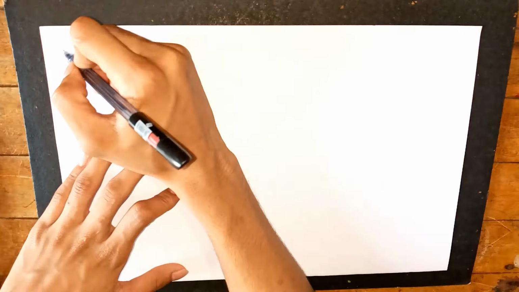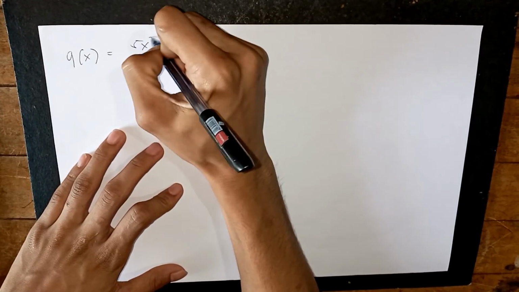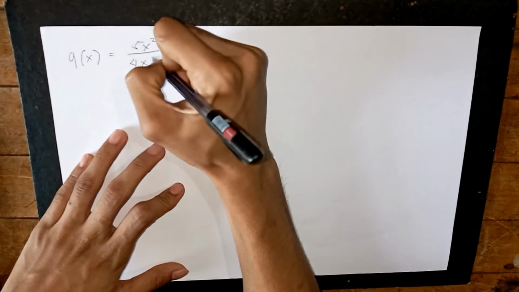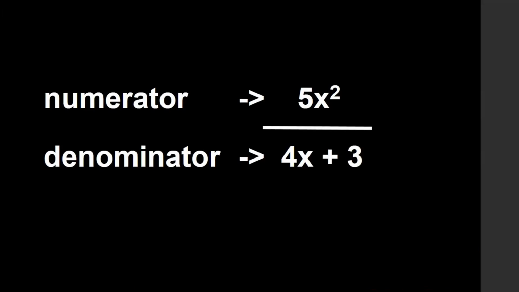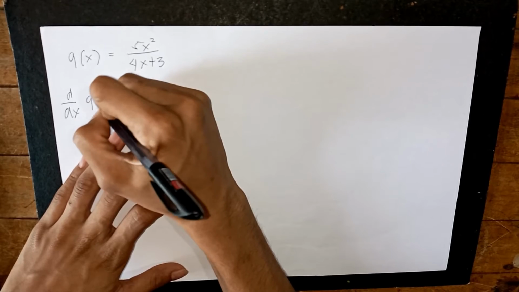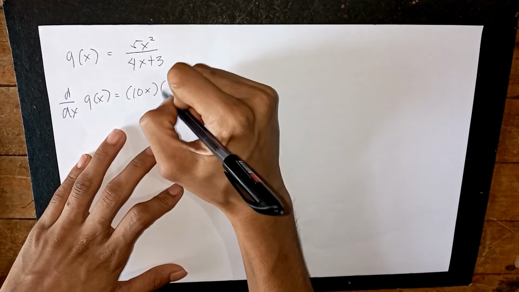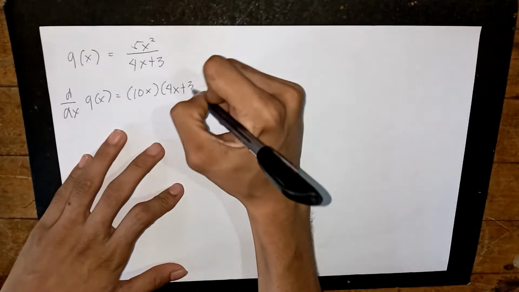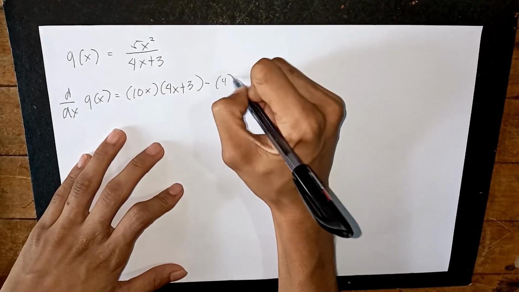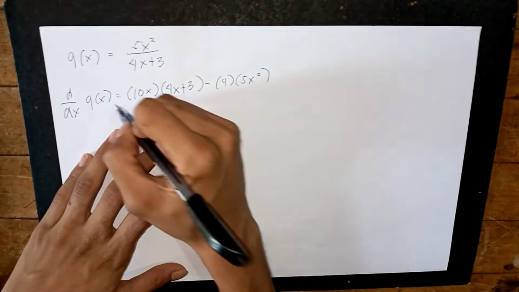in the denominator. For example, use the quotient rule to find the derivative of q of x equals 5x squared over 4x plus 3. The numerator is 5x squared and the denominator is 4x plus 3. Using the rule, the derivative of q of x is equal to the derivative of the numerator, which is 10x, times the denominator 4x plus 3, minus the derivative of the denominator, which is 4, times the numerator 5x squared, over the square of the denominator 4x plus 3.